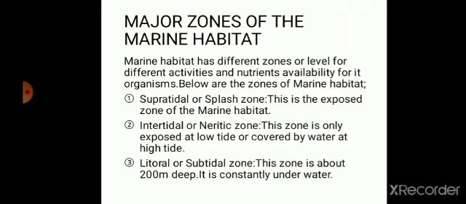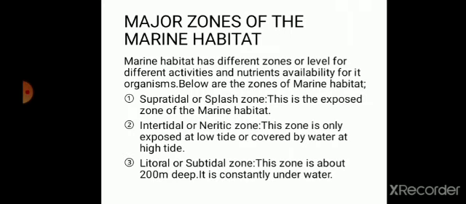When the water rises, some places that were not covered will be covered with water. When the water is low, those covered places will be exposed to the atmosphere. Such a zone is called the neritic zone, and it has high photosynthetic activity because of abundant sunlight. So that is what we call the neritic or intertidal zone.